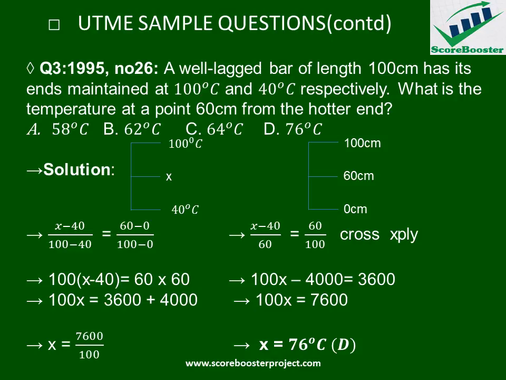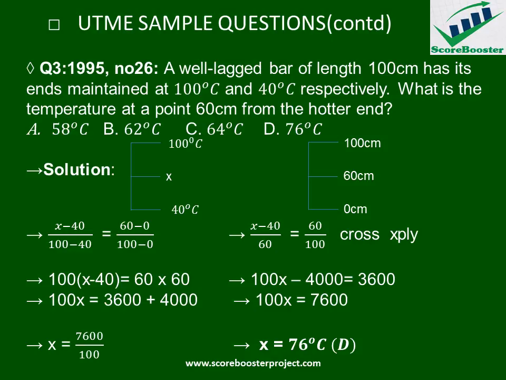So if we solve for that, we have x minus 40 over 60 will be equal to 60 minus 0, which will give us 60, over 100 minus 0, which will give us 100. Then we can cross multiply. If you cross multiply, you get 100 into x minus 40 will be equal to 60 times 60. Then we can open the bracket. If we open the bracket, we get 100 times x, which gives us 100x, minus 100 times 40, which will be 4000, equals 60 times 60, which is 3600.